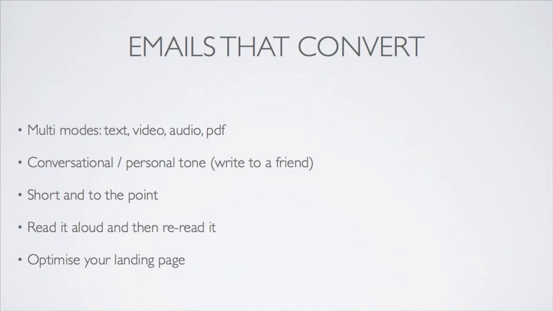So emails, how do you write emails that convert? You need to make sure that you use multi-modes. So use text, audio, video, PDF. Use multiple modes. Everybody consumes data in different ways. Some people are visual, some people are auditory, some people are kinesthetic. You want to make sure that you hit all of the different modes.